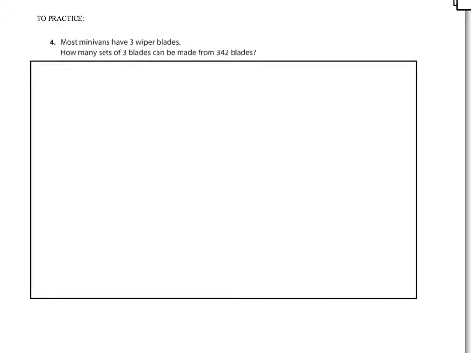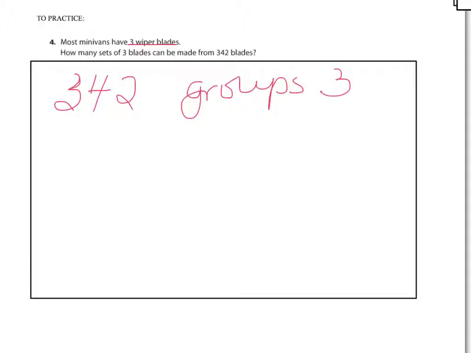All right, let's take a look. Most minivans have three wiper blades, two on the front and one on the back window. How many sets of three blades can be made from 342? So you're taking 342 and you are putting them into groups of three, and then you want to see how many groups you can make. How many sets? A set is a group. What are we going to have to do? I've got a big number that I'm making into equal groups. That means I need to divide. So 342 divided by my divisor, which is 3.